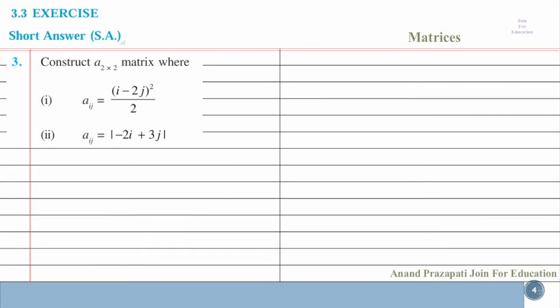Let's see question number 3. This question asks us to construct a matrix of order 2 by 2 wherein the ijth element equals (i minus 2j) whole squared by 2, and in the second part the ijth element equals the absolute value of minus 2i plus 3j. So let's see the solution of this question.